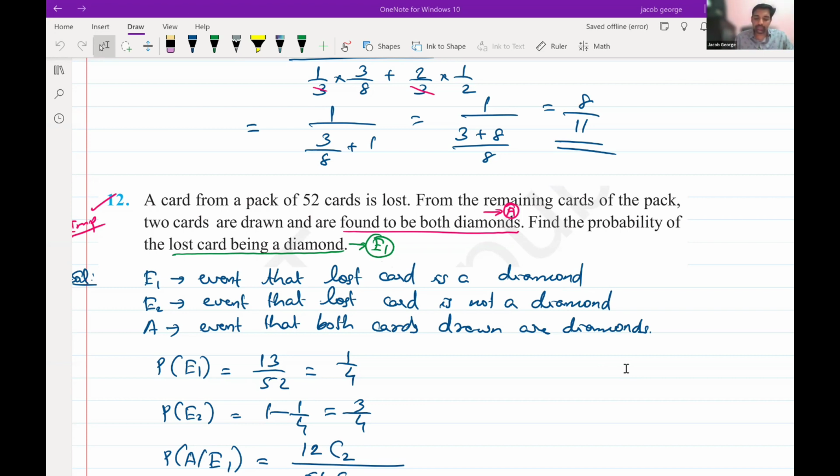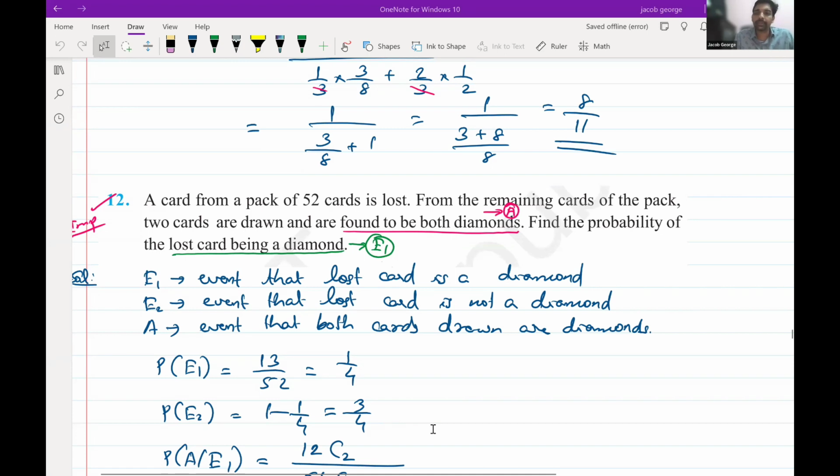Yes. Any doubt, children, in this? Now we have to find out P of E1 given A. So clearly analyze the remaining part. P of E1 means the lost card is a diamond. From 52 cards, one card is lost and is a diamond. 13 diamond cards are there out of 52, right? So it is 13 by 52, that is 1 by 4. Then the lost card is not a diamond means 1 minus 1 by 4, that is 3 by 4.